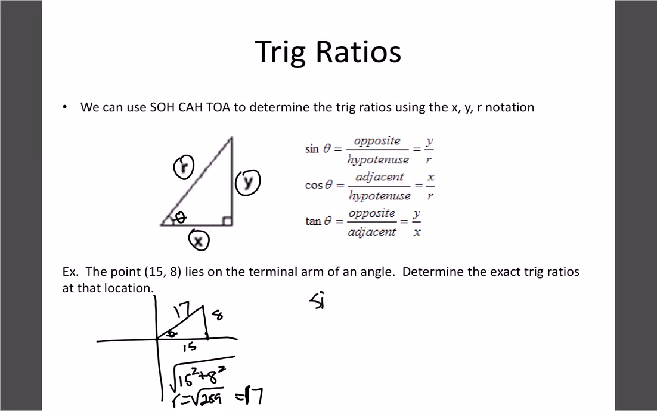So our sine would be opposite over hypotenuse, or in this case the y coordinate over our r. So we'd have 8 over 17. Our cosine would be x over r, so that's 15 over 17. And our tan would be 8 over 15. So you can just use our formulas, or just go back to your triangle and do opposite over adjacent. Those types of things will work just as well.